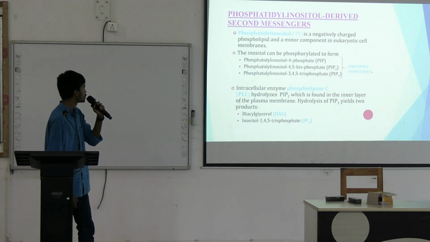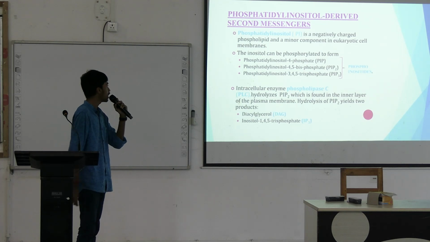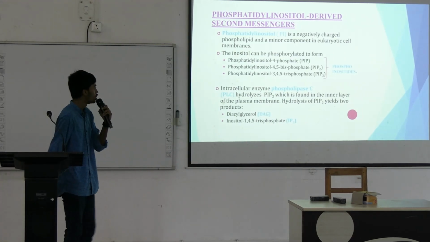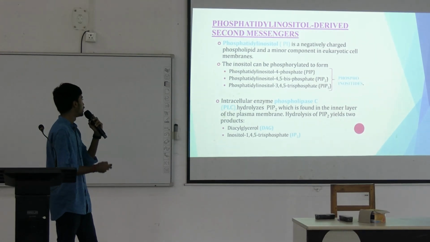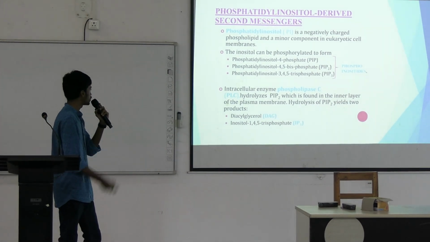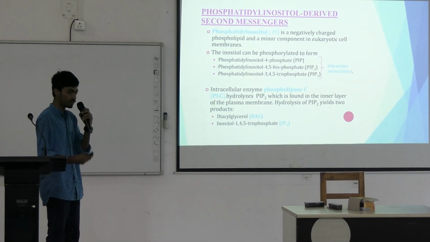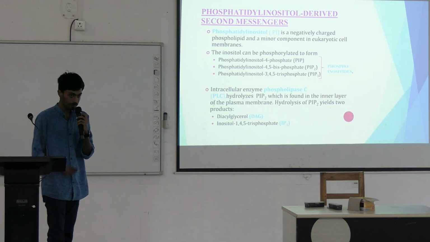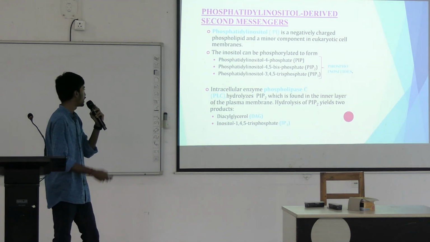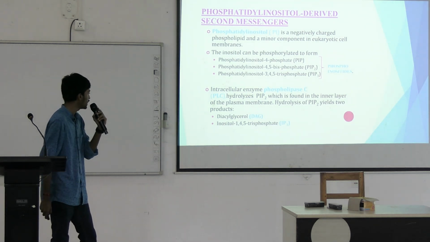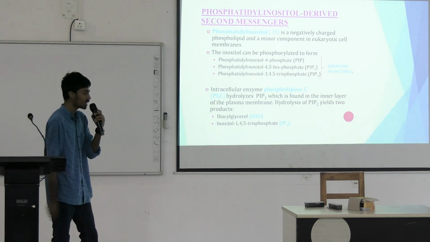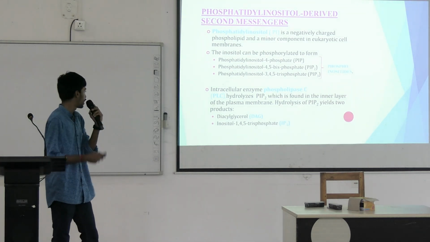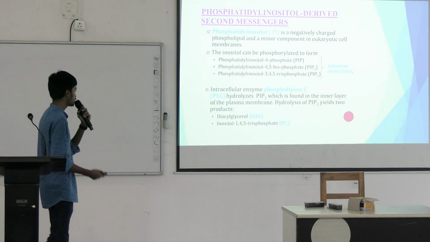Next, the phosphatidylinositol derived second messenger. Phosphatidylinositol is a negatively charged phospholipid which is a minor component in eukaryotic cell membranes. It can be phosphorylated to form three different forms: PIP, PIP2, and PIP3. And the intracellular enzyme phospholipase C hydrolyzes PIP2 to yield two products, DAG and IP3, inositol triphosphate.